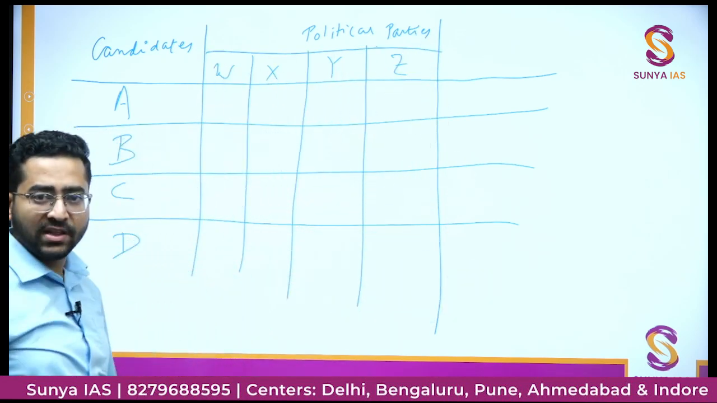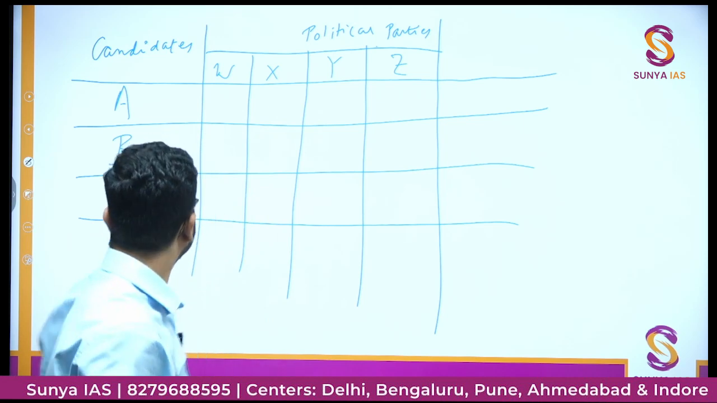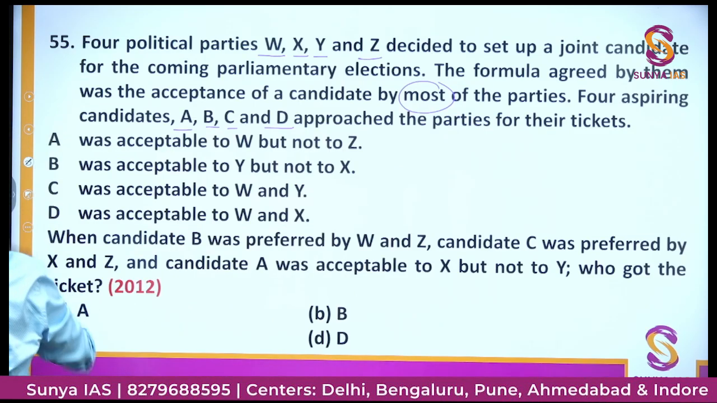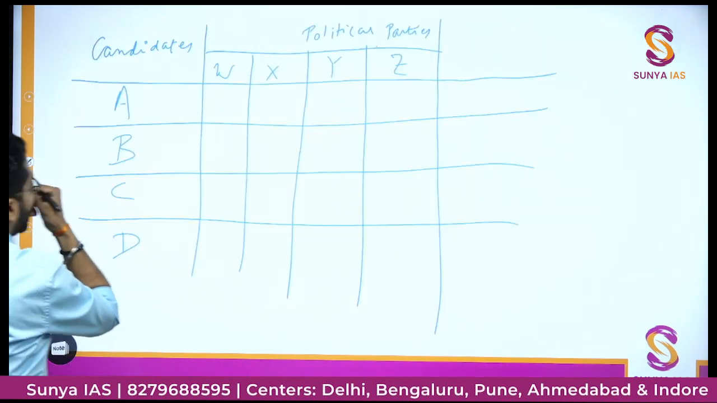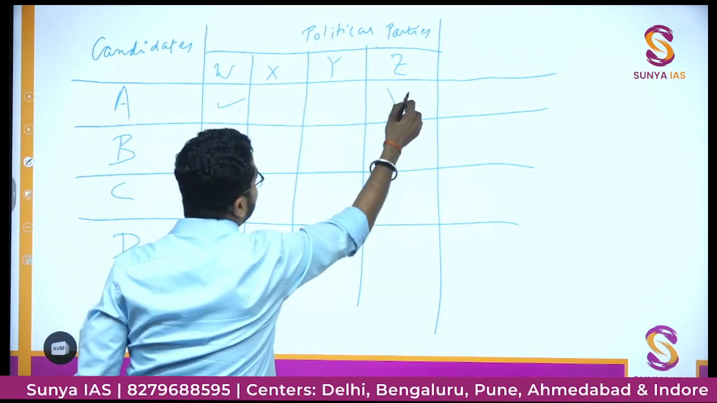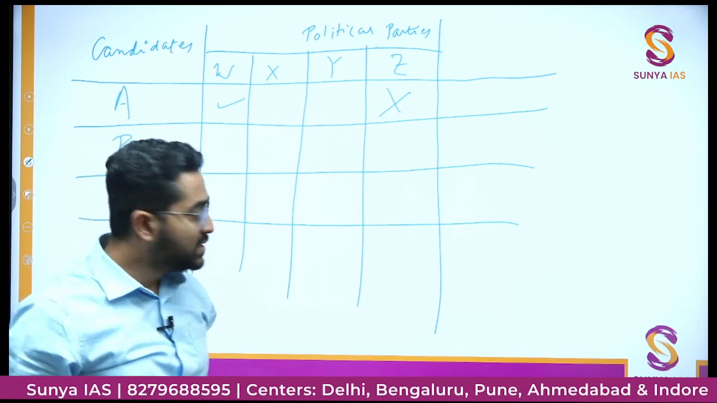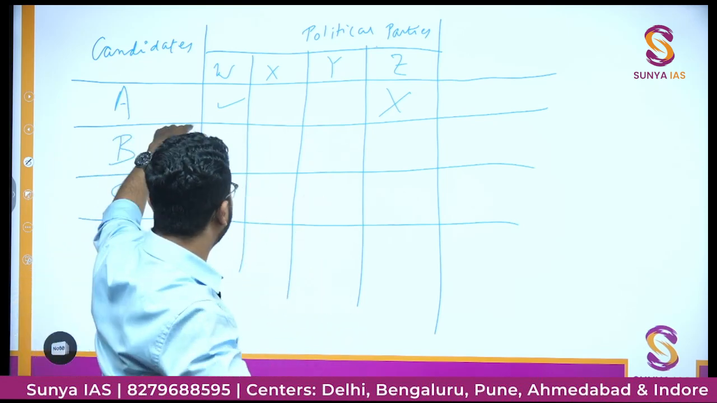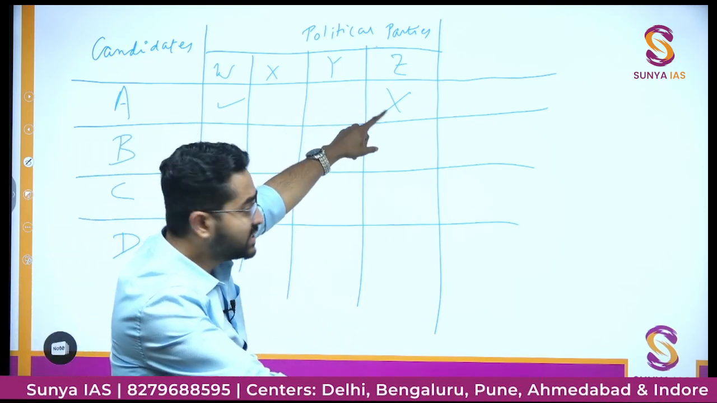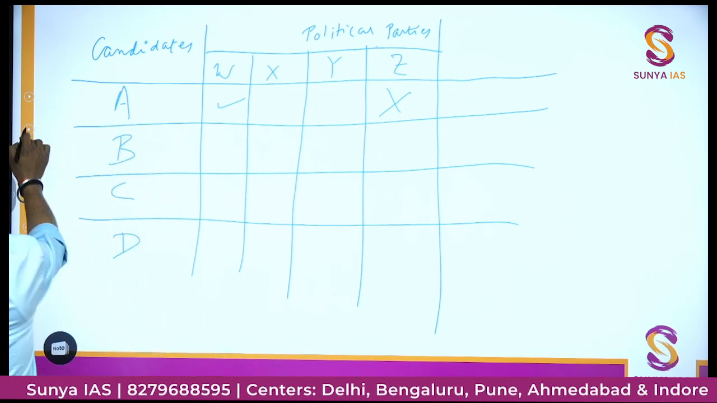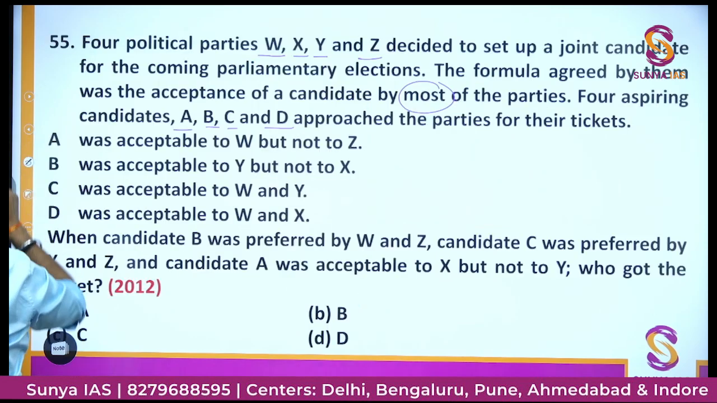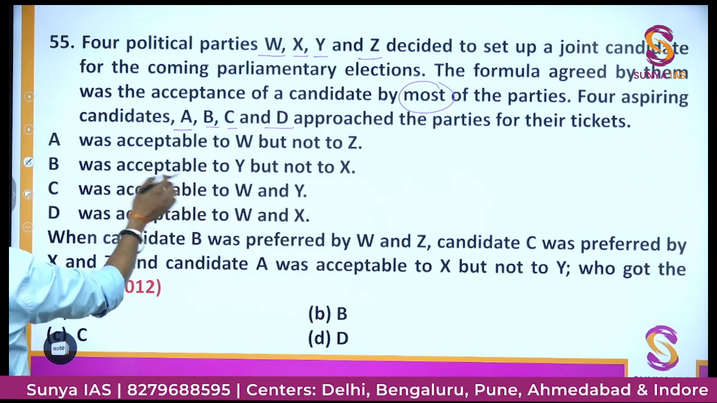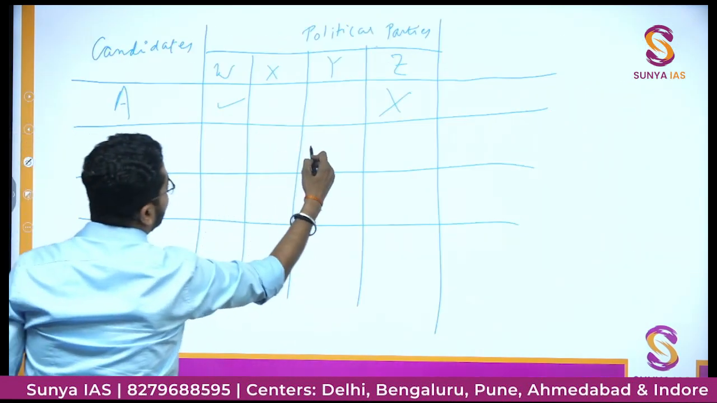Now I need to fill in the information given. A was acceptable to W but not to Z. So like this, then I can understand that tick means it is supporting and cross means it is not supporting. So A was acceptable to W, yes, but not to Z. B was acceptable to Y but not to X.